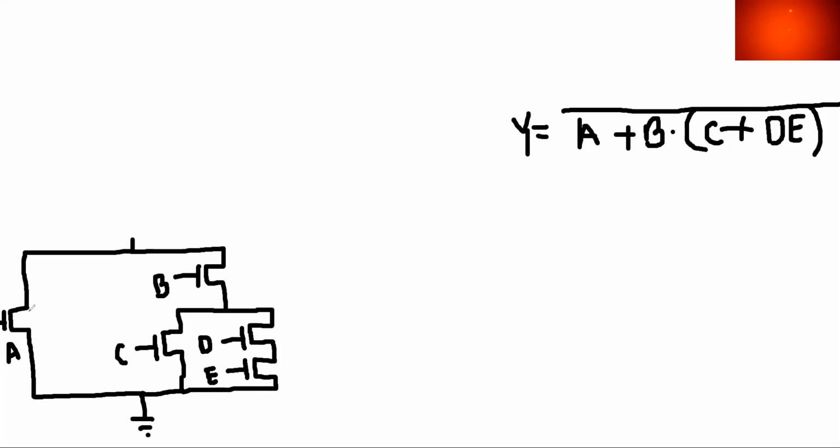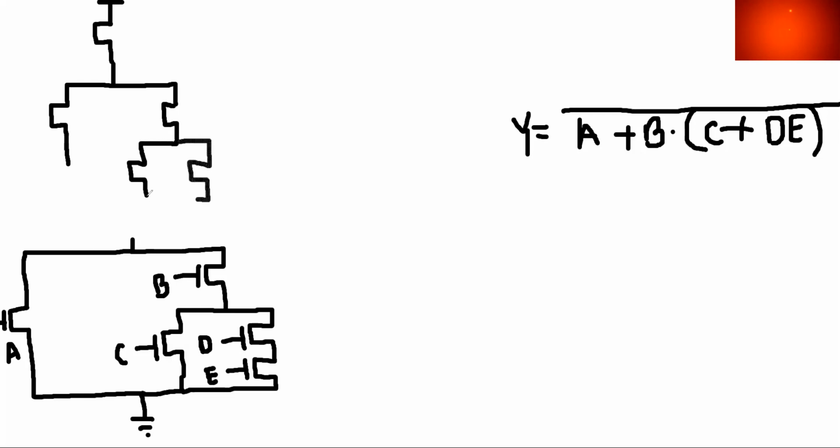Now on the top you have A in series. Then you have B, B parallel. C and D, they are series. They are parallel, so they will be in series. This is C and D, and this is E.